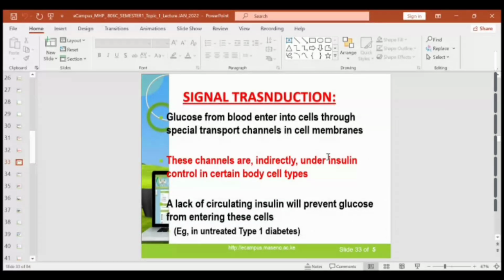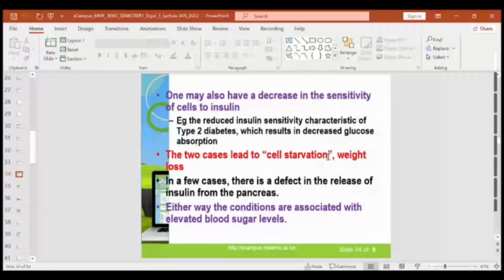It's just a repetition of the same point that glucose from the blood will enter through special transporters in the cell membrane. We call them glucose transporter type 2. These channels are sometimes indirectly under the regulation of insulin. And in some disorders, we'll later see that when we have a dysfunction in the regulation of insulin, we'll come up with two types of disorders, that is type 1 and type 2 diabetes.